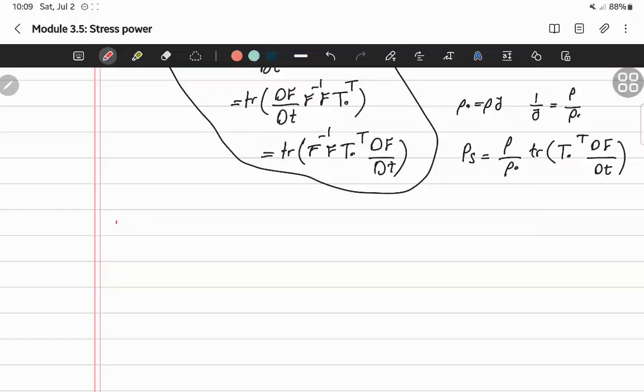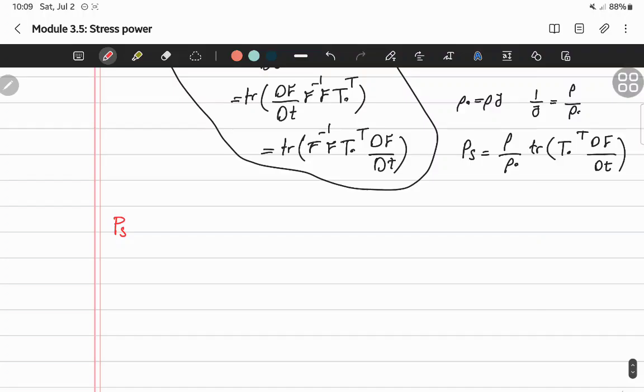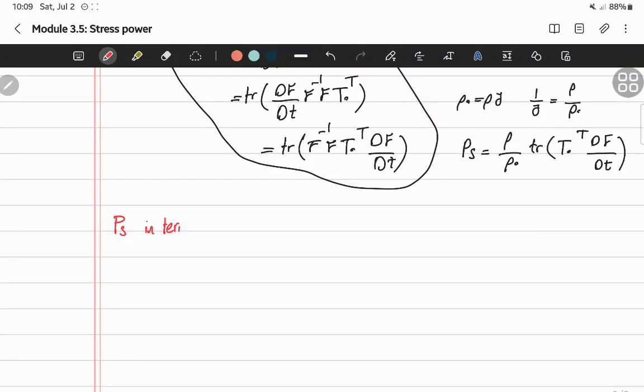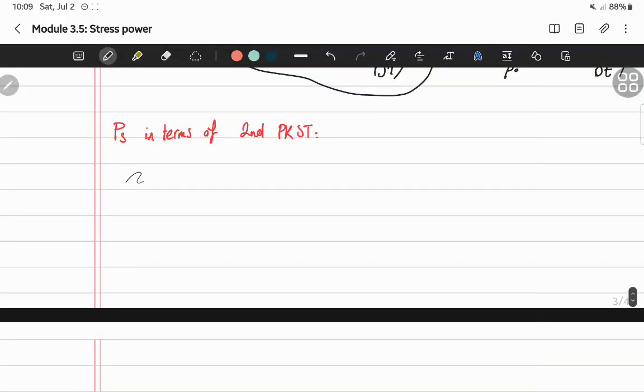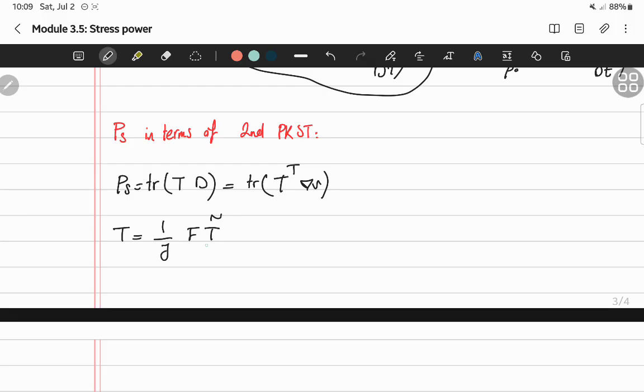So now let's find the stress power in terms of the second Piola-Kirchhoff stress tensor. All right. So here we have PS equal to the trace of T transpose D here, sorry, TD, and it is equal to the trace of T transpose del V in here. And we also know that T is equal to 1 divided by J F T tilde, the second Piola-Kirchhoff stress tensor, F transpose. So from here, PS is equal to the trace of 1 over J F T tilde F transpose. Then we have D.